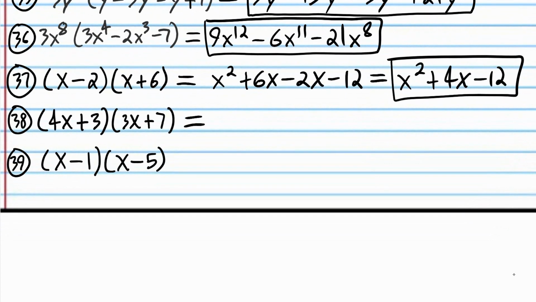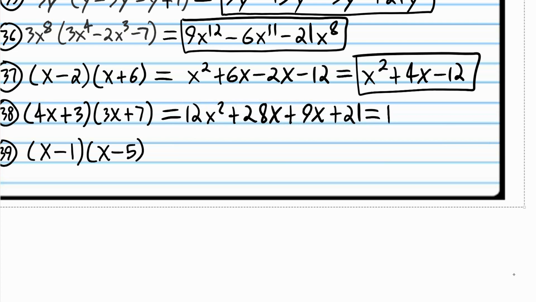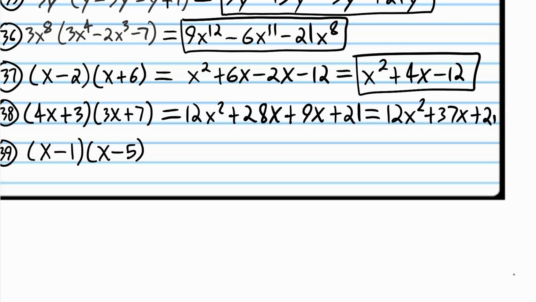So let's try another one of these. 4x times 3x is 12x squared. That's F of FOIL. O of FOIL is 4x times 7 is 28x. I of FOIL, 3 times 3x is 9x. And L of FOIL is 3 times 7, which is 21. Now, again, it's very important to understand that these terms are like terms, so we can combine those. 28x plus 9x is 37x. So we have 12x squared plus 37x plus 21.